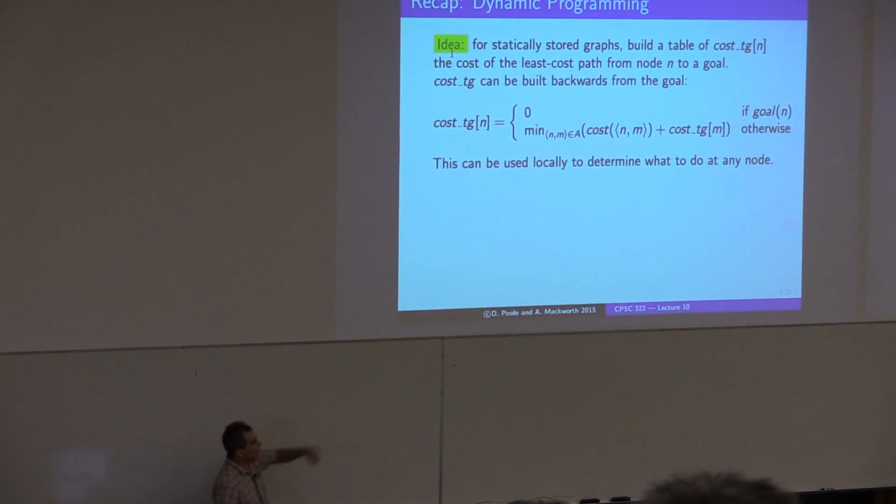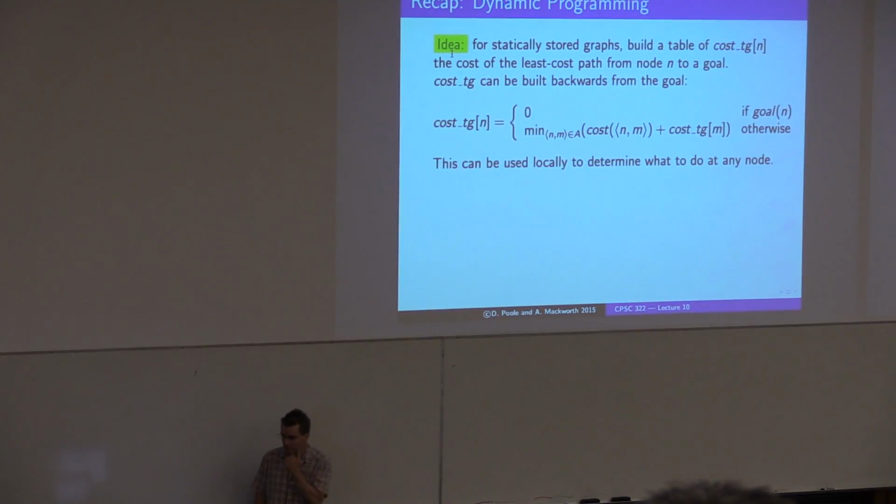At the end of last time, I talked about dynamic programming. And I had a few questions about it, so I changed the slide slightly because people were confused about cost. You can think of this as cost to goal. What we're building here is a cost from node n to a goal, and that's like an array. We're just going to store all of them. So we're going to find the cost of the least cost path from node n to a goal, and we can build it backwards from the goal. The cost to go of node n is 0 if n is a goal, otherwise it's the minimum of the costs from n to another node m plus the cost to the goal from m.